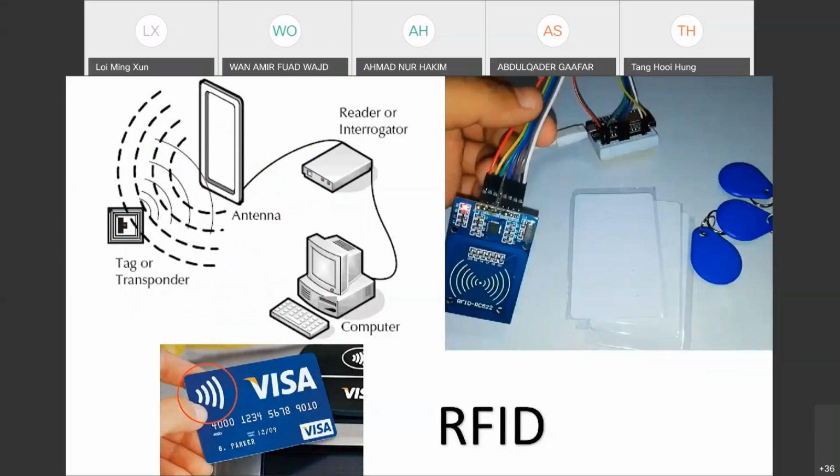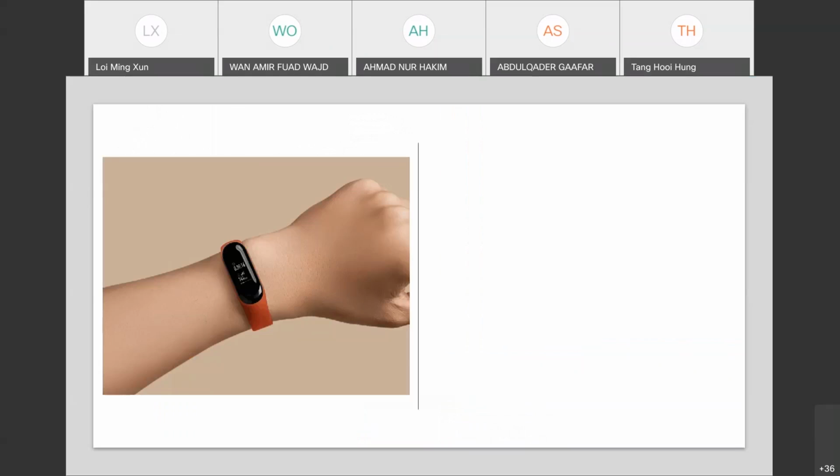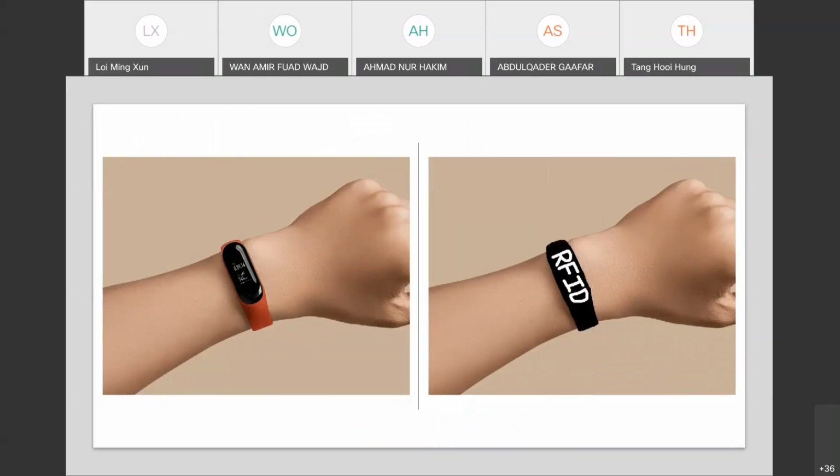In order to achieve contactless data transfer, we introduced the usage of RFID, which is already widely used in the bank card. This technology required RFID tag or card, RFID reader, and a device to analyze the signal received. There are various types of wristband which is portable to carry and not easy to lose comparing to the tag or the card.